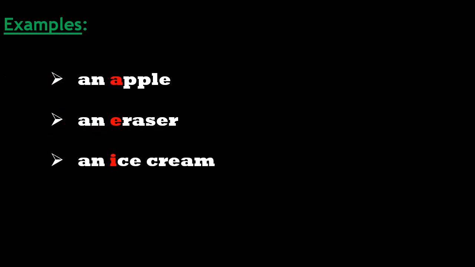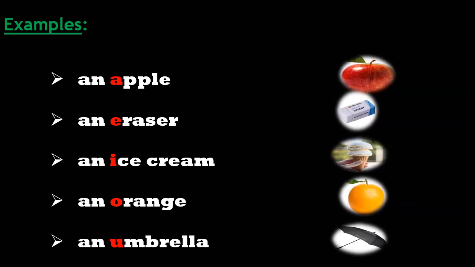Let's see more examples. Example number 1, an apple. Number 2, an eraser. Number 3, an ice cream. Number 4, an orange. Number 5, an umbrella. So, as you see, in these 5 examples, the nouns are what? Singular, very good. Singular and start with what? Yes, say it.